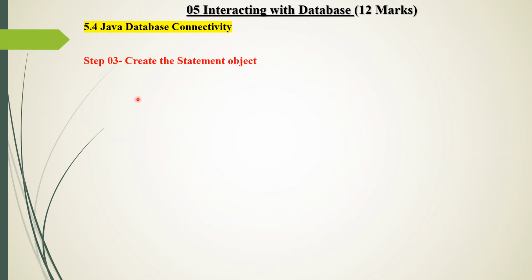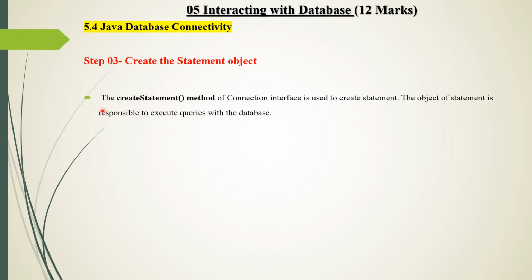Next, third step is create the statement object. Statement is also an interface. In the third step, the createStatement method of the Connection interface is used to create the statement. The object of Statement is responsible for executing queries with the database.